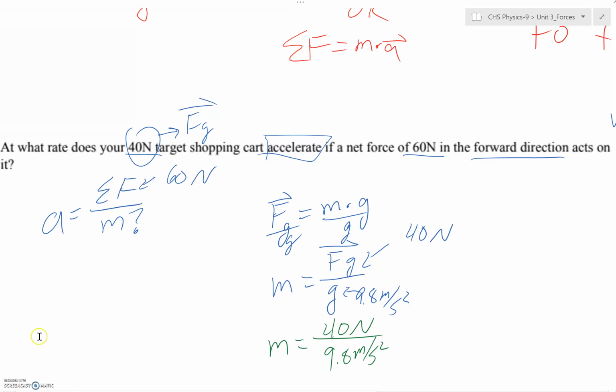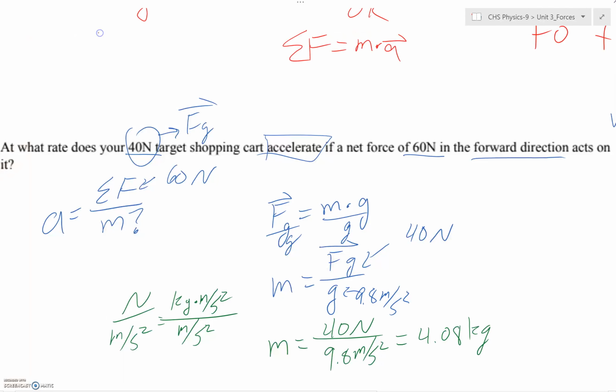I typed that into my calculator and I got 4.08. But then the question is, what units do we have? Mass should be kilograms, but let's double check that. We have newtons divided by meters per second squared. A newton is a kilogram times meters per second squared, divided by meters per second squared. The meters per second squared goes away, and I'm left with kilograms, which is what I want in the end.